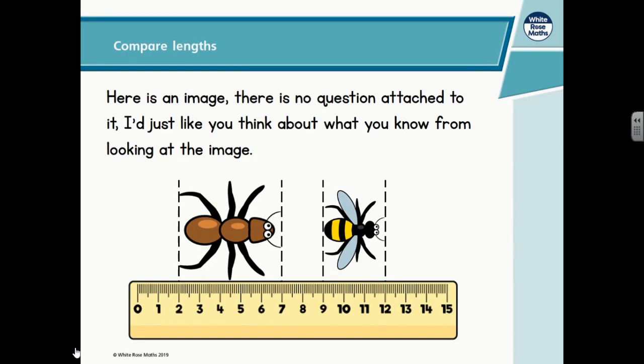What about if we had 2 bees? Would they be longer than 1 ant? What about if we had 2 ants? How many bees would we need to be longer than 2 ants? What is the gap between the ant and the bee? If this were a running race, how much further in front is the bee than the ant?